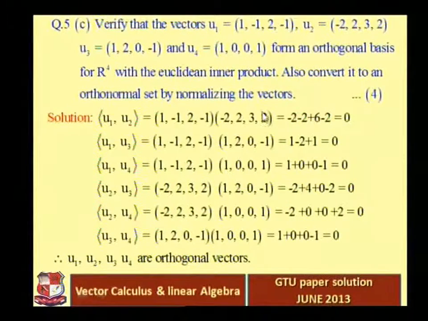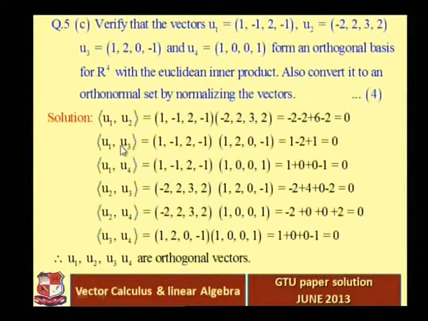So first of all we have to prove that these 4 vectors of R4 are orthogonal, and then we have to convert these 4 vectors into orthonormal vectors by dividing each vector by its norm. So let's see one by one. Basically here we are using the Euclidean inner product. So to prove orthogonality, we have to check that each and every pair of vectors has inner product equal to 0.